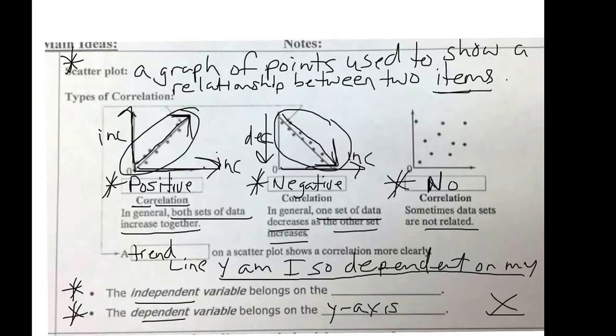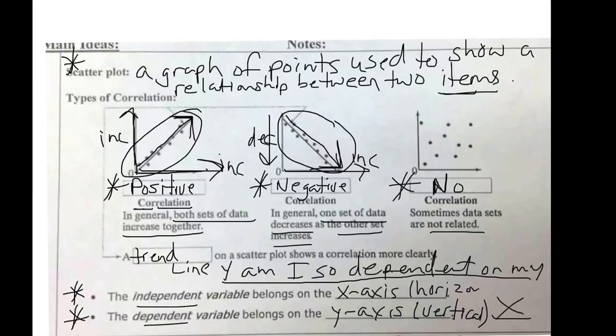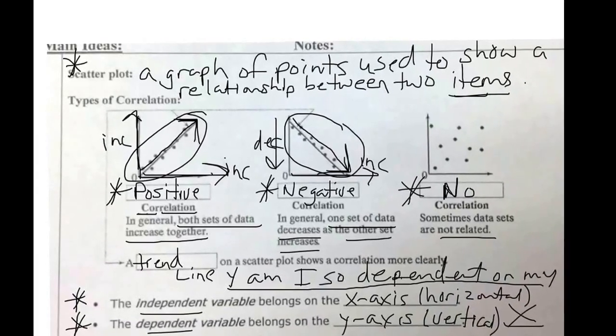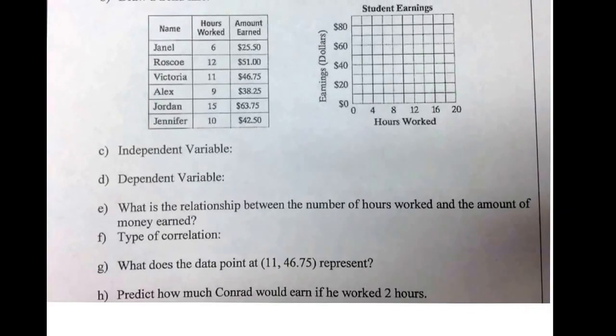So the dependent variable belongs on the y-axis, or that's the vertical axis. And if y is always dependent, then that means that our x-axis is our independent, and that is the horizontal or flat axis. Alright, now we're going to get into working some of these problems.